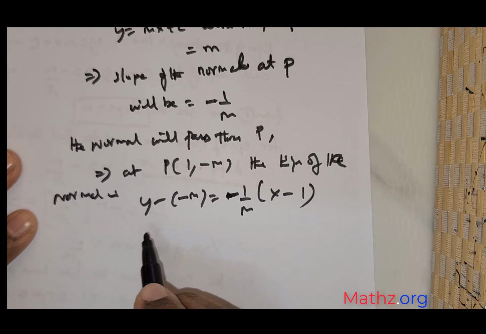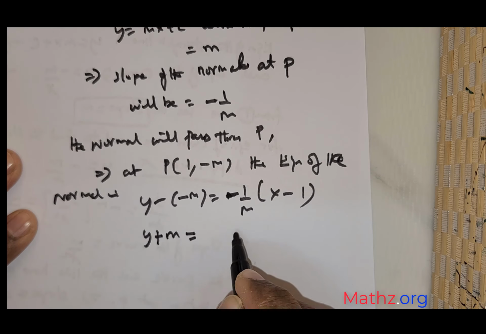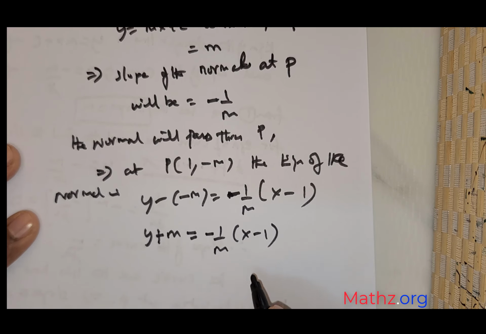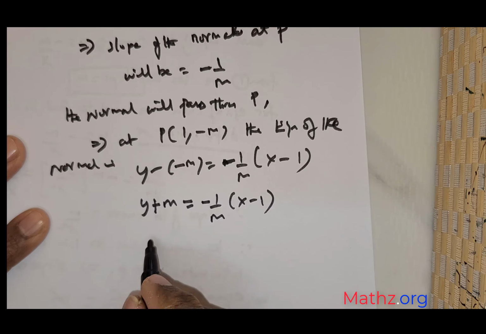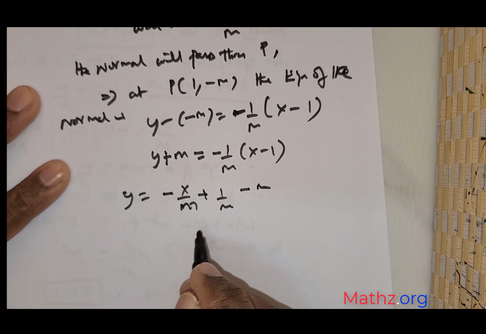So we will get the coordinate for x. So this is going to be y + m = -1/m times (x - 1). So this is what we've got. Now you express it for y, and that would be as follows. So y = -x/m + 1/m - m. This is one component we have got.